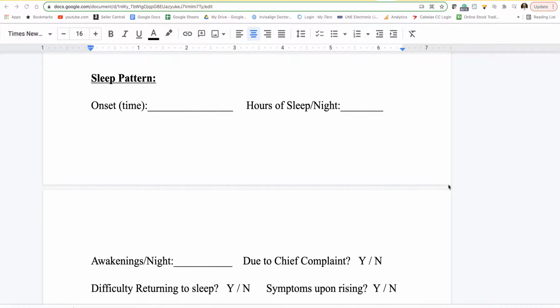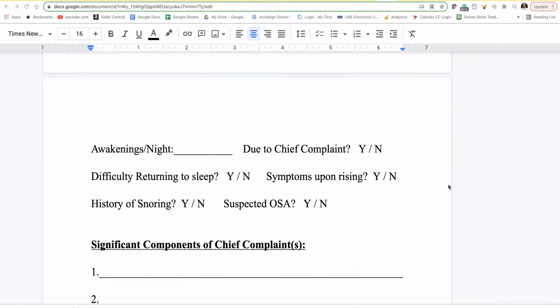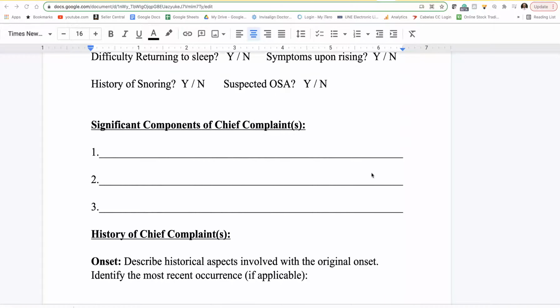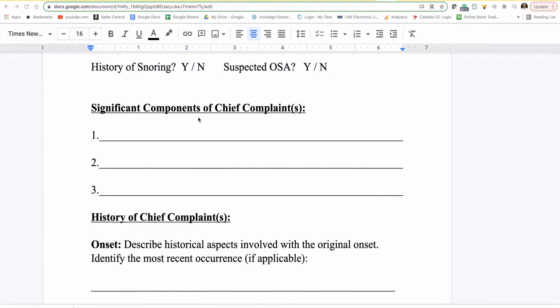Sleep pattern, onset, hours of sleep per night, awakenings per night due to chief complaint, difficulty returning back to sleep. All of this is pretty self-explanatory. If you have any questions, feel free to reach out to me. Significant components of chief complaints. So here you're getting a little bit more descriptive on what's going on. You're using your experience in the context of their chief complaints to write down some ideas for you to look at in the future. These are notes for yourself to put together the diagnosis later.